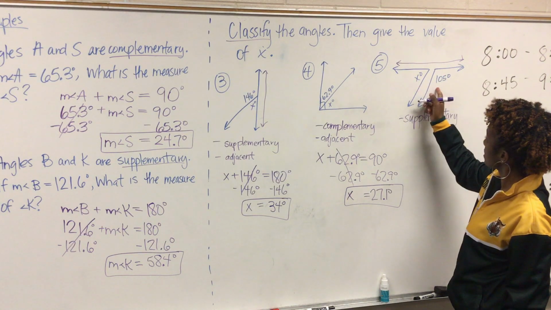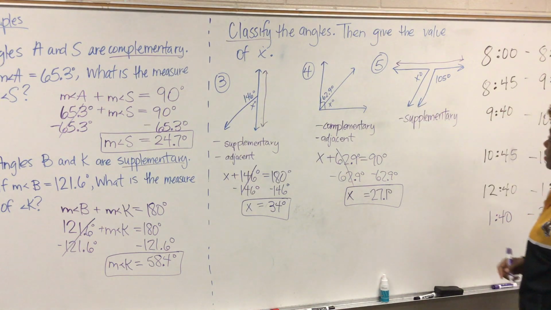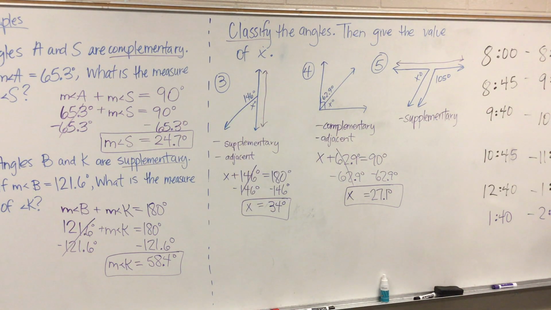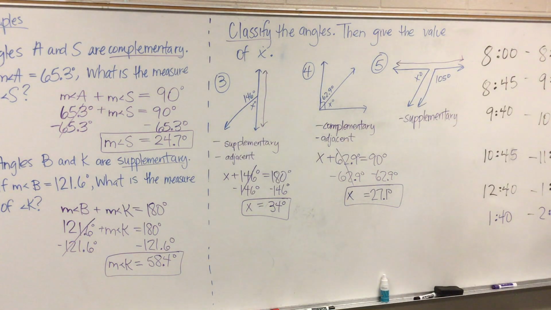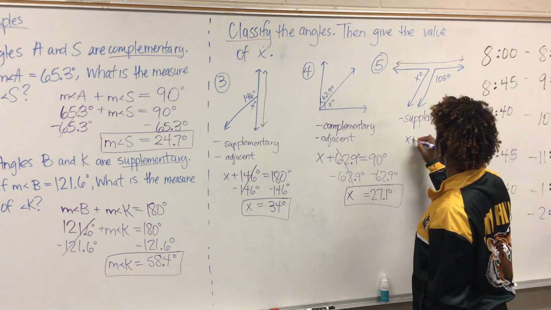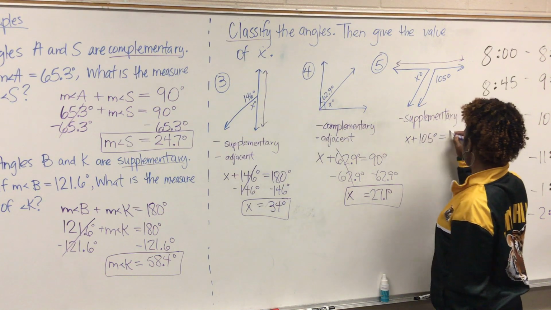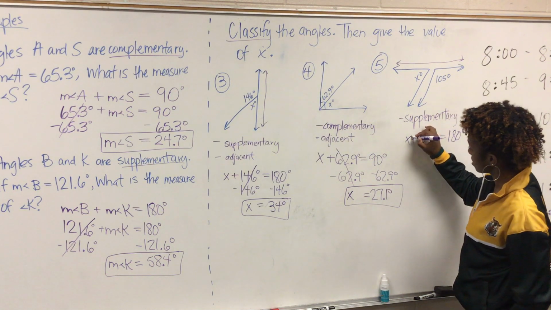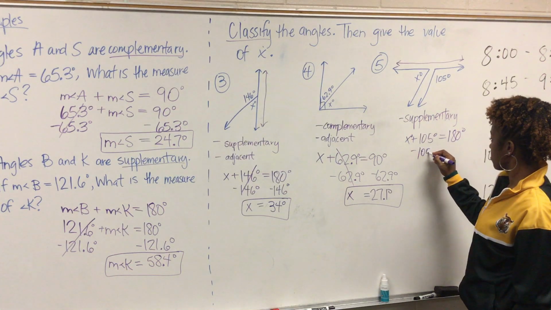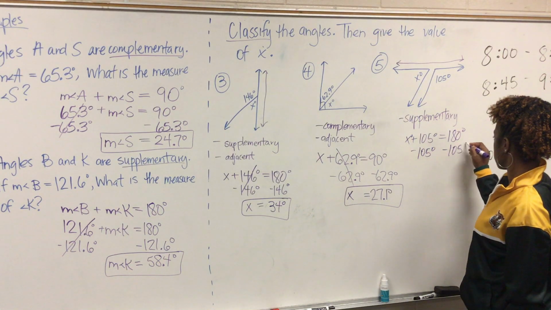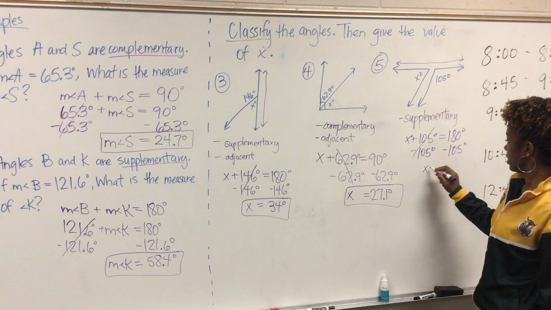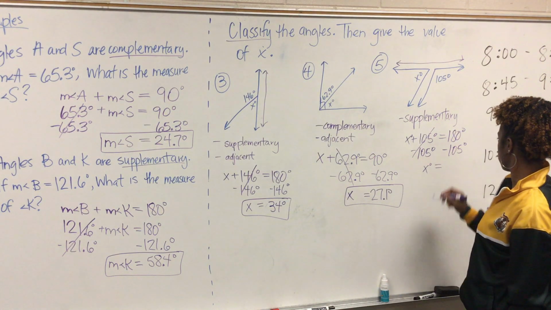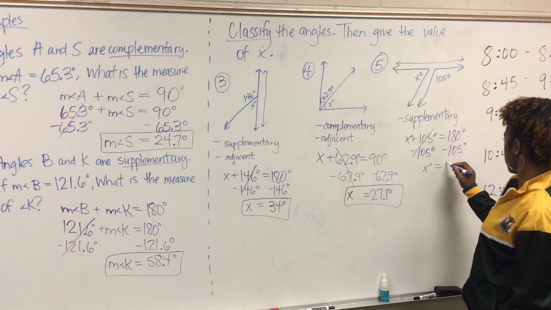They also are, well, these are not adjacent because they do not share a common side, okay? They have their own different sides. Now, x plus 105 degrees should equal 180 degrees. Subtract 105 on both sides. This cancels out. X should equal 75 degrees.